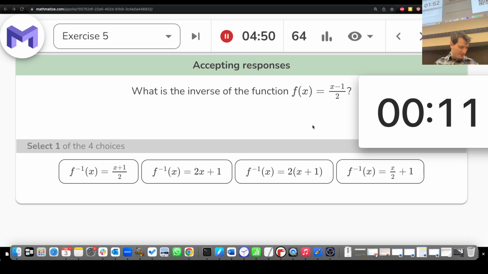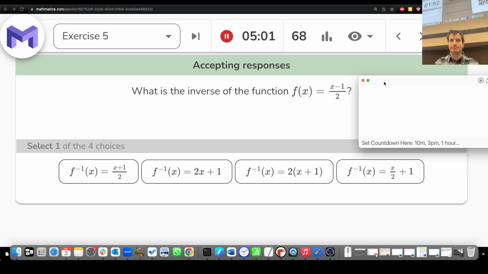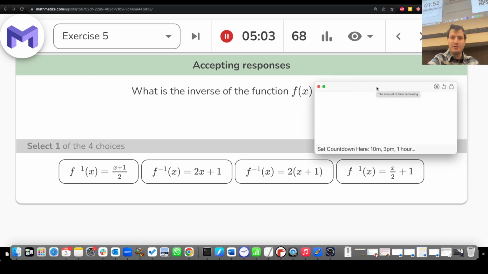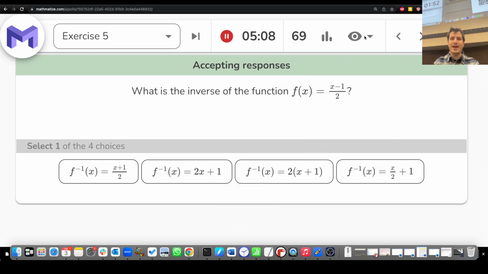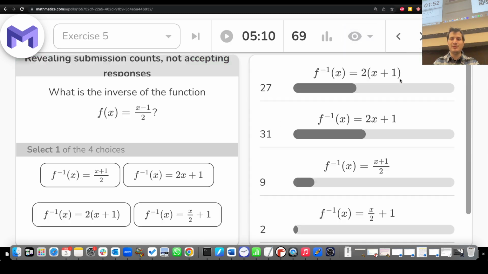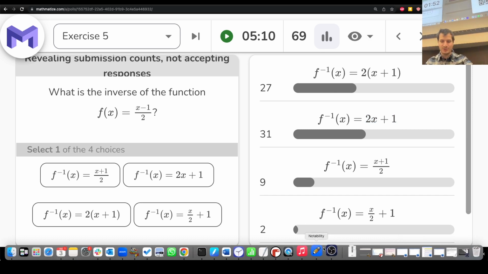Okay, 10 seconds left if you haven't put in your guess. Okay, let's see what people said. The inverse of x minus 1 divided by 2. People said, ooh, pretty even split between the first two options, 2 times x plus 1 and 2x plus 1. These are both very reasonable, and for sure it's one of these two. Let me tell you why for sure it's one of these two.